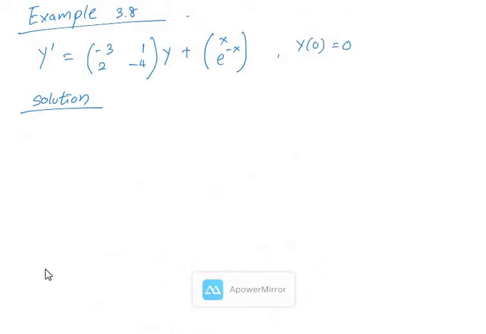In this question, we know that it is a non-homogeneous first order LDE, because of this part. In order to solve this, we divide it into a few parts. Part 1 is to find the general solution yc for the homogeneous system.